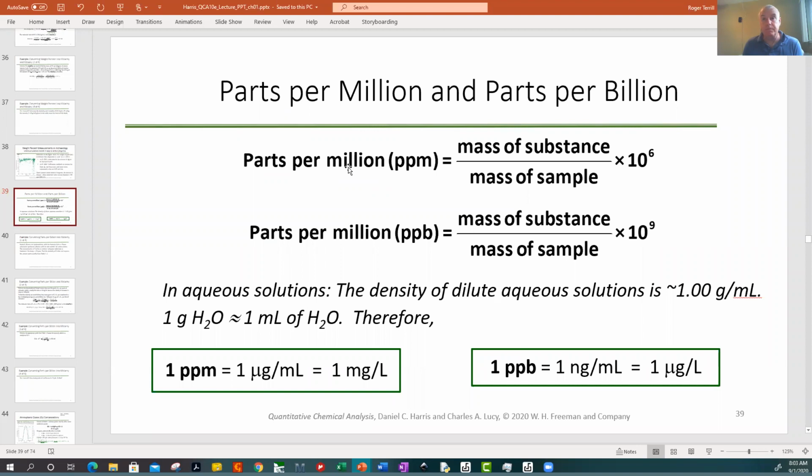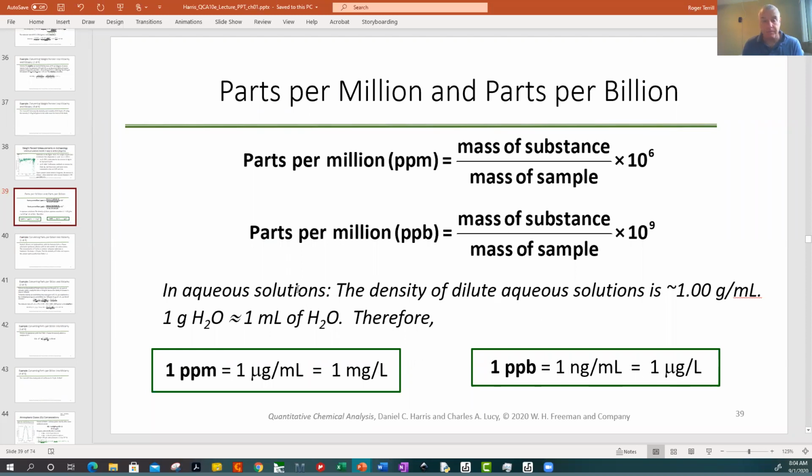So for ppm and ppb, you can substitute the milliliters of solvent or the liters of solvent. You know? And so a part per million is a microgram per mil or a milligram per liter. And a part per billion is a nanogram per mil or a microgram per liter.